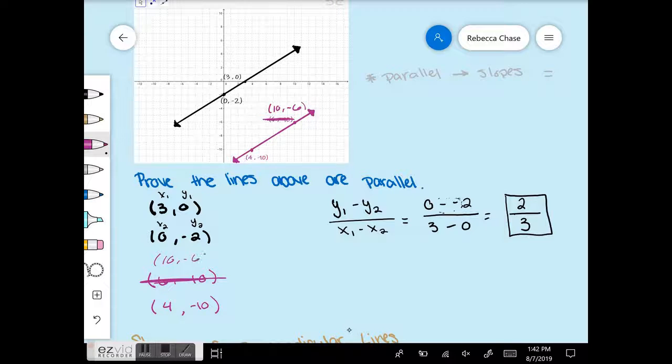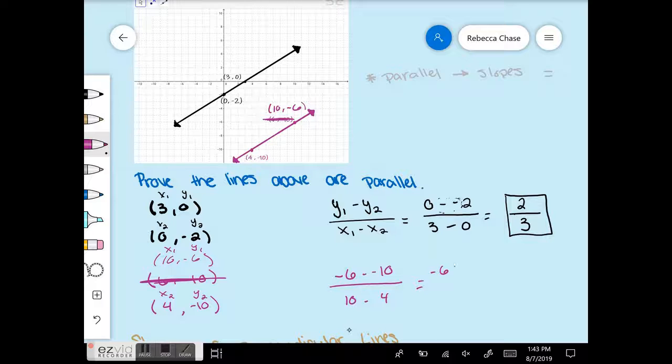Okay, so now I'm going to do the exact same thing that we did with the black. So I'm going to label it x sub 1, x sub 2, y sub 1, y sub 2. All right, and then I'm going to plug in. So I've got my y sub 1 is negative 6. My y sub 2 is negative 10. Be careful there. Make sure you write both of those. All right, my x sub 1 is 10, minus 4. All right, so negative 6 minus negative 10. That's going to be negative 6 plus 10.